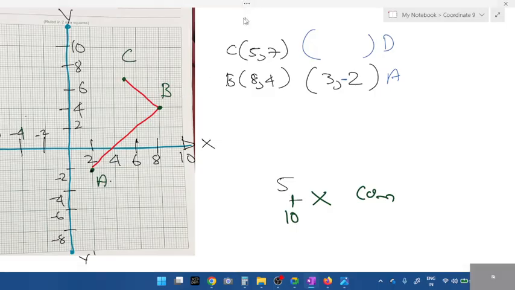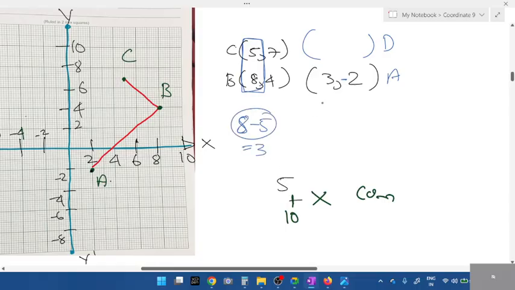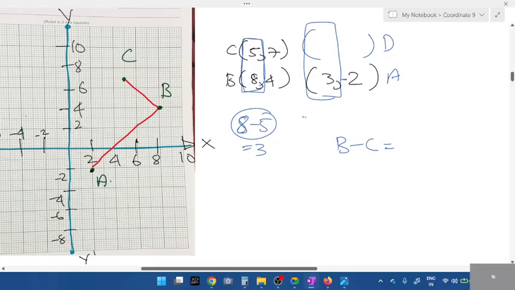First C and B. What is the distance between B and C? 8 minus 5, the same way. Which one did I subtract first? I took 8 and subtracted 5, right? B minus C is equal to what did we get? 3. B minus C, we got 3. In the same way, if I take A minus D, what should I get? It should be the same, right? Distance should be the same. 3.